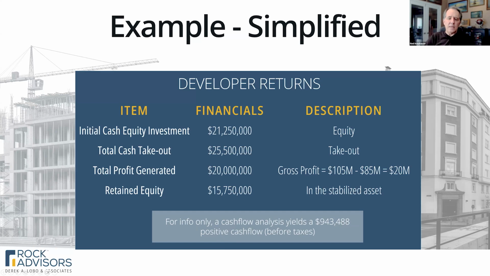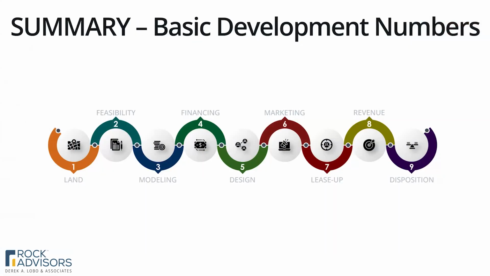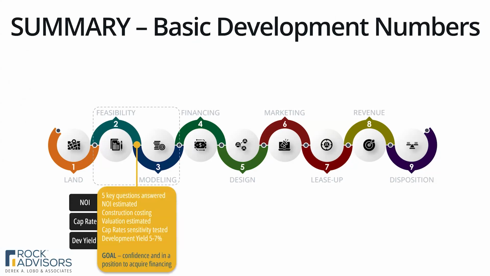So let me wrap things up before I turn things over to Joanna and Dave here. And let's just summarize what we went through, okay? So we talked about the front end of the development timeline. We talked about key metrics, you see them there in black, the NOI, the cap rate, the development yield. We talked about 5 questions to be answered. Should I build? What should I build? How many units, the unit mix, what can I expect to make?